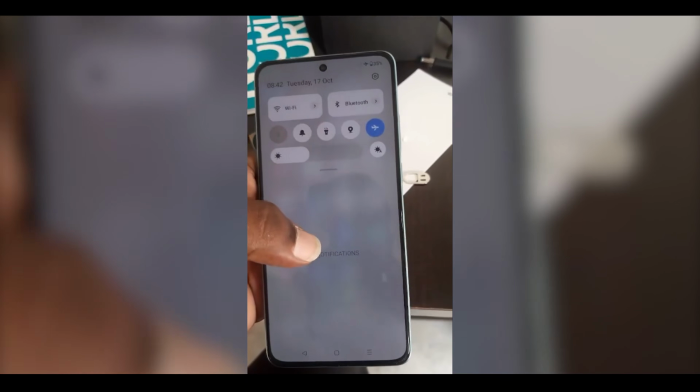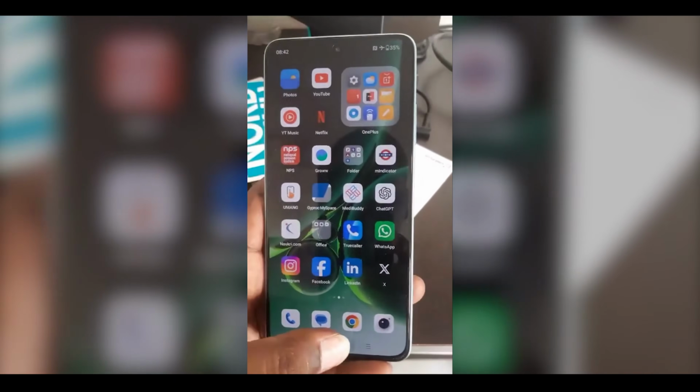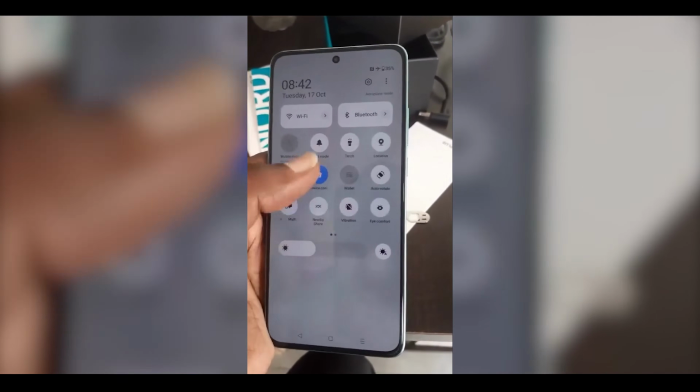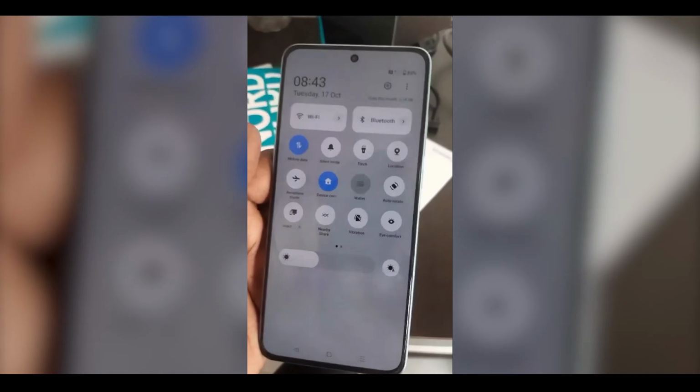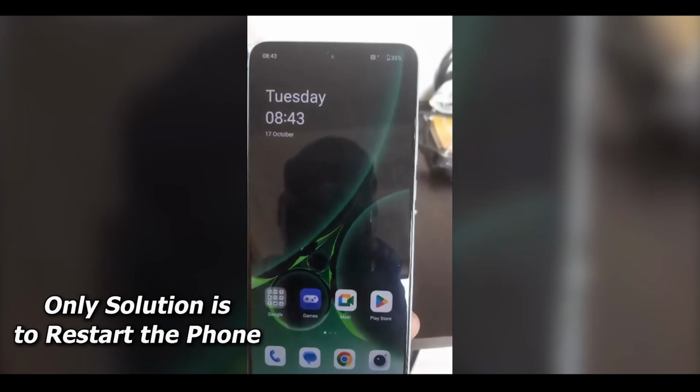The third issue is a network problem that was faced by this user. Whenever the flight mode is turned on and off, the phone fails to catch a cell signal again. This happens until the phone is restarted or the SIM card is removed and put back in. This is also a software bug, and the only solution is to restart the phone in case you are having this anytime.